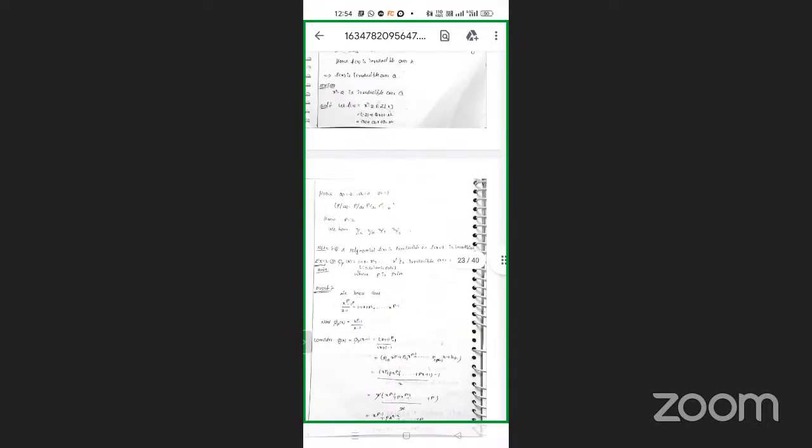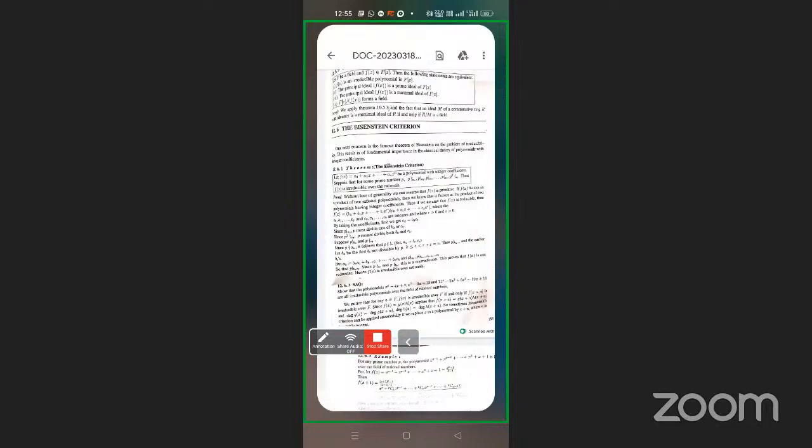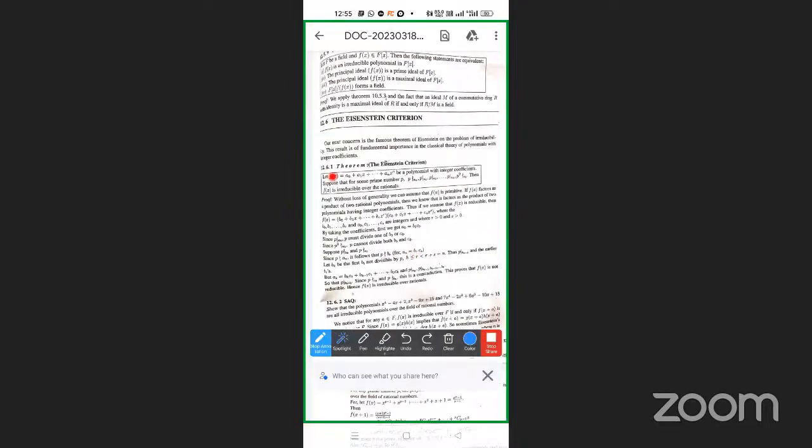Next note, a polynomial f of x is irreducible if and only if f of x plus 1 is also irreducible. Is that clear? So if f of x is irreducible, then f of x plus 1 is also an irreducible polynomial. This is Eisenstein criterion, theorem 12.6.1, with example.